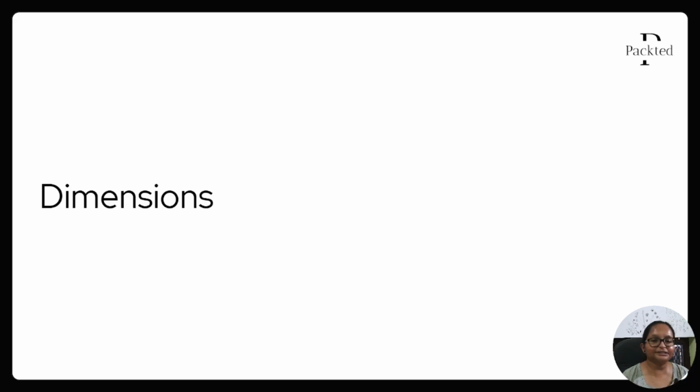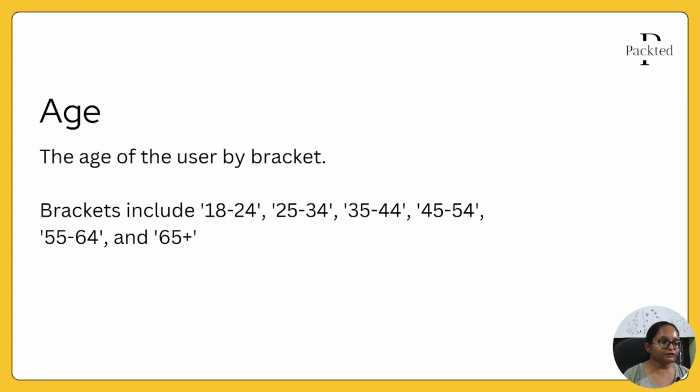So with that, let's start with the dimensions. And the first dimension is the age. So the age of the user by bracket. It doesn't tell you the age just by a single number like 18, 19, 20, things like that. It will include a bracket so that it will be easier to get all the data in one place. So the brackets are 18 to 24, 25 to 34 and things like that. So you can see this in your reports.